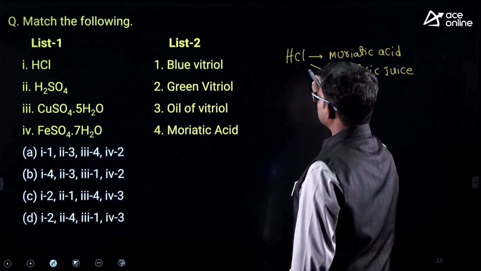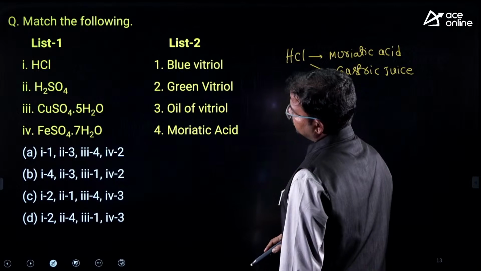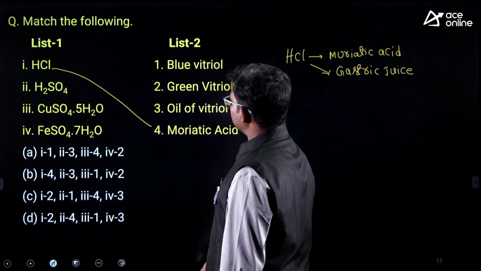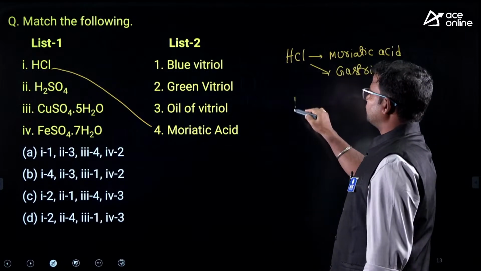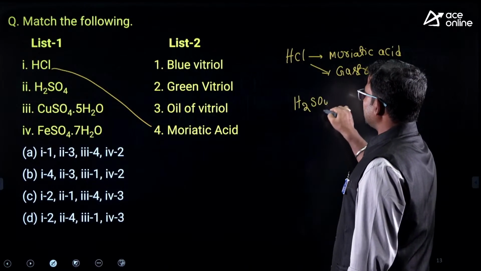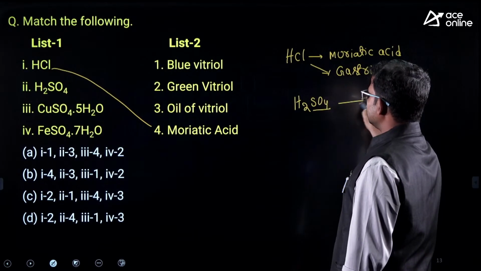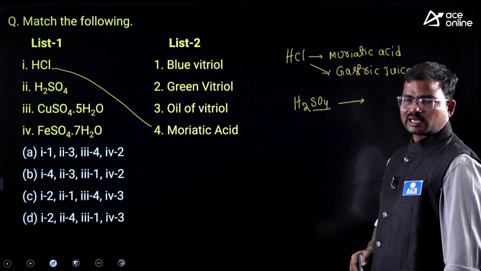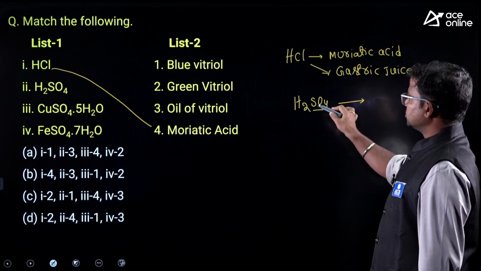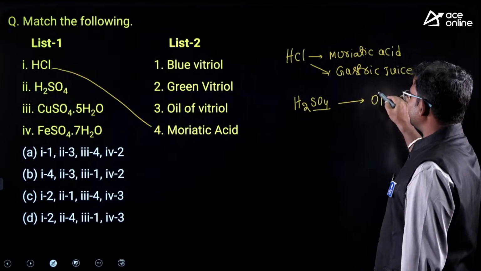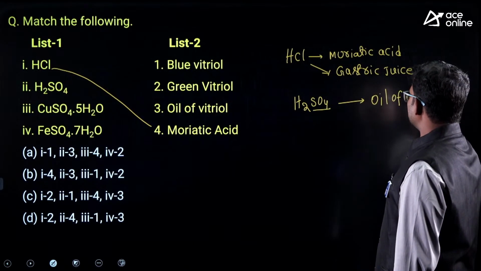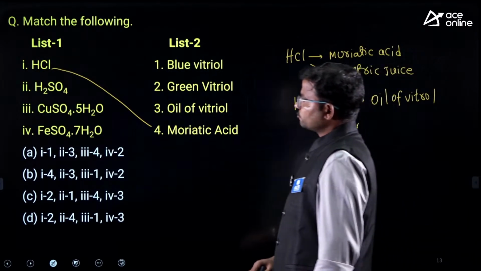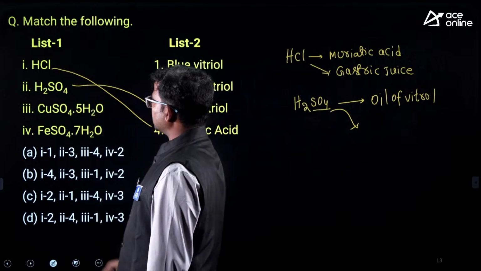Stomach acid also has a number of terminologies, so the correct one here is HCl. Next, H2SO4. Actually, it is a sulfate derivative. In Latin, sulfate derivatives are called vitriol. So this is considered the oil of vitriol, and it is also called the king of chemicals. So here it is the correct match.